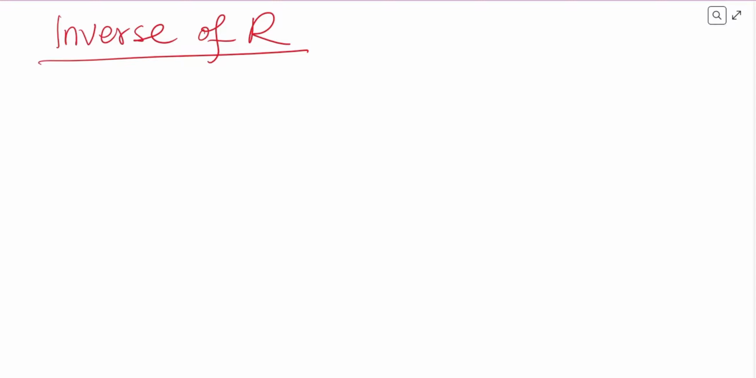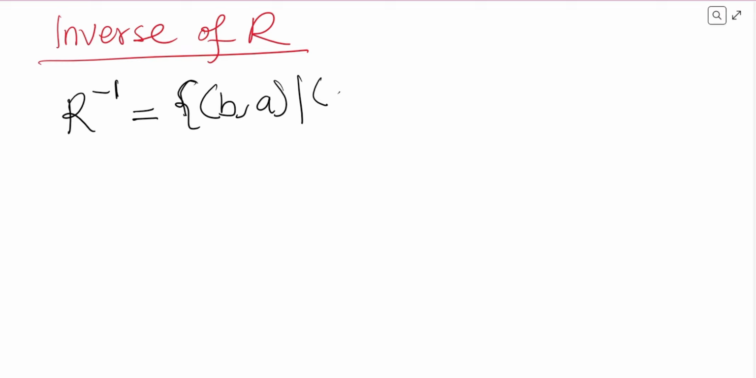The inverse of a relation R is denoted by R inverse this way, and it is a set containing ordered pairs BA such that AB is in the relation R. So with the previous examples that we've looked at, you just interchange the positions of the ordered pairs.